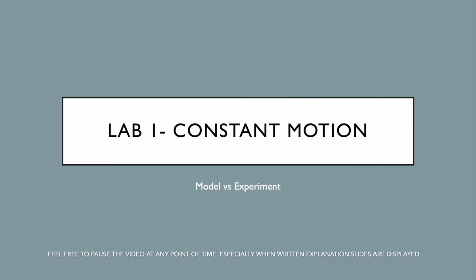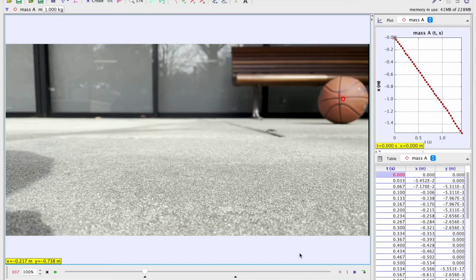Welcome to the first lab experiment of the class. The aim of this experiment is to observe the motion of some object that is moving at the same speed without changing direction. The object used in this experiment is a standard basketball.